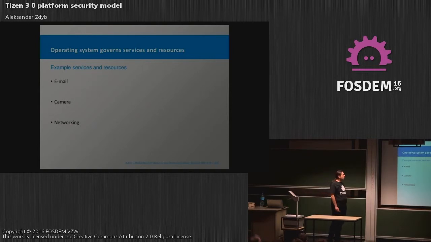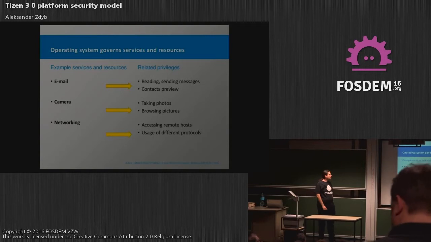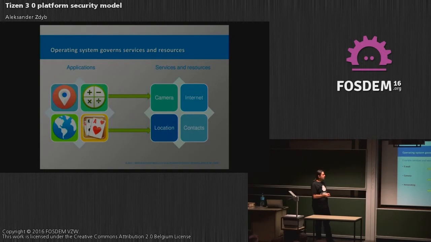So, on every operating system, not only embedded, not only mobile, but Ubuntu, Fedora, any other distribution, you have some services and resources you probably want to protect. This may be email, camera, networking, and many more. What mobile devices especially are proposing is connecting these resources with privileges, so basically the things you can do with these resources or services. For example, if you have email, then you may want to just read them or send emails, maybe preview contacts, camera, networking, and so on.